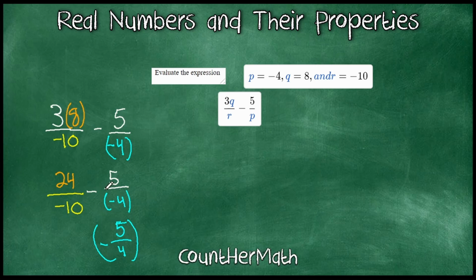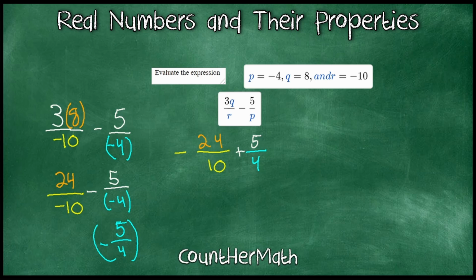Instead of saying minus -5 over 4, I'm going to say plus 5 over 4. And on the 24 over -10, I'm going to do the same idea and pull the negative out of the denominator. That way I have -24 over 10 plus 5 over 4. Now this is a little easier to work with. We haven't changed anything, we've just manipulated things to work with us better.